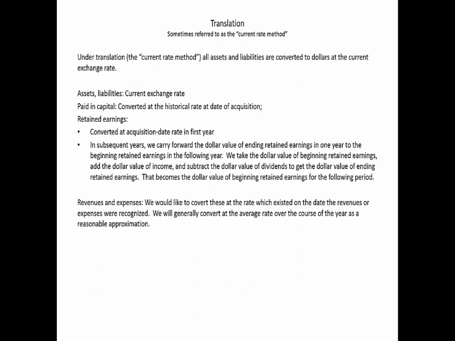Revenues and expenses, now we would like to convert these at the rate which existed on the date the revenues or expenses were recognized. Instead, we'll generally convert them at the average rate over the course of the year as a reasonable approximation of that day-to-day exchange rate.